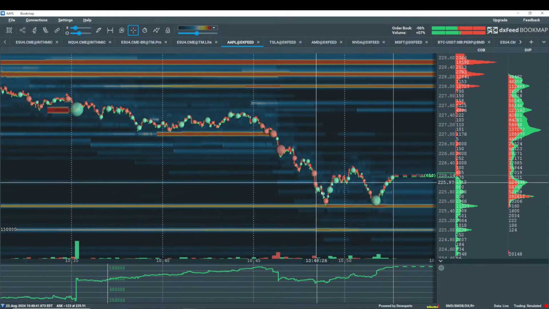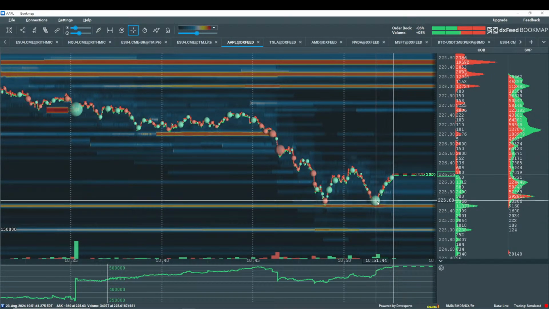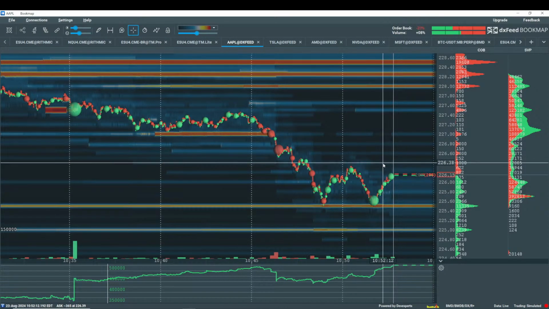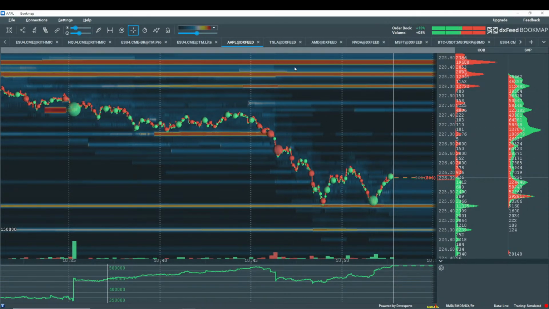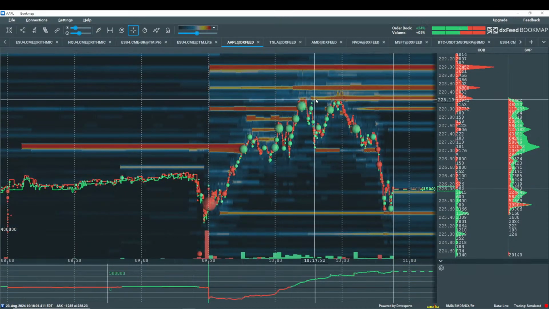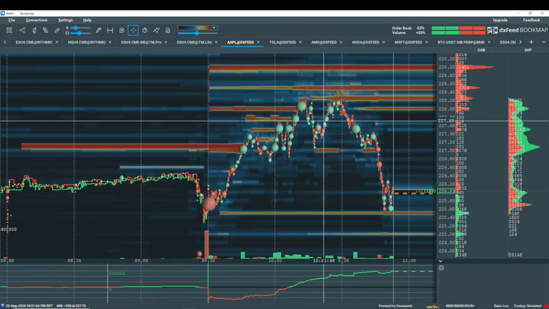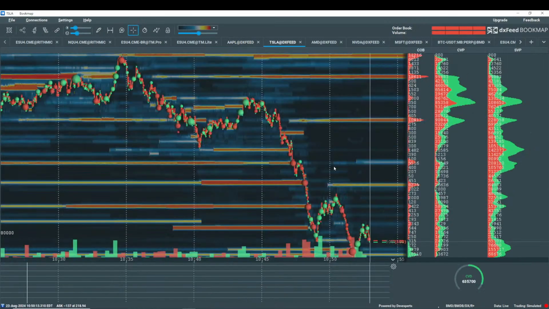All right, so here it is. Here's our retest back here. We didn't get it the first time around in Apple. Okay, but we'll look for it again. So anyway, there's your opening range, and there's your market timing, and there's your order flow together. Let's look at Tesla.